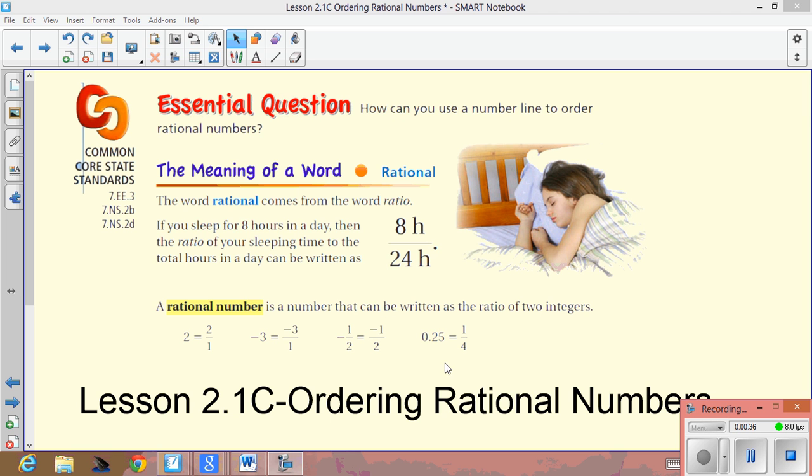So remember, rational numbers are any numbers that can be written as a ratio, which means any number that can be written as a fraction. And here are 4 examples of numbers that can be rewritten as a fraction, so therefore they are all rational numbers.